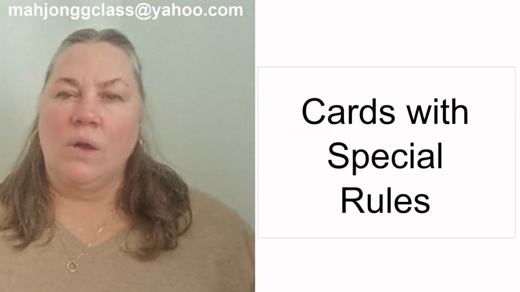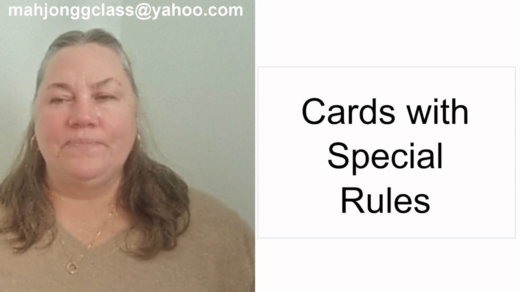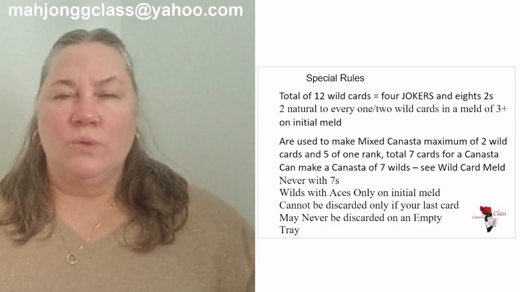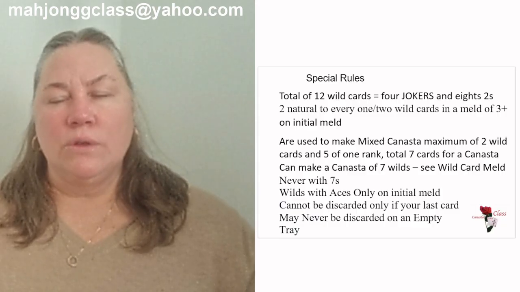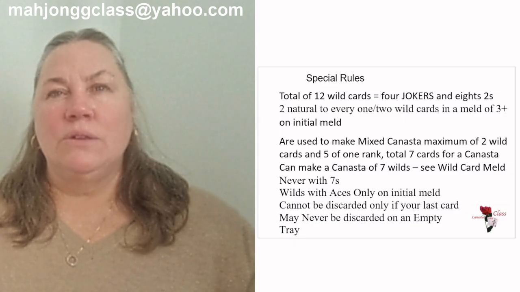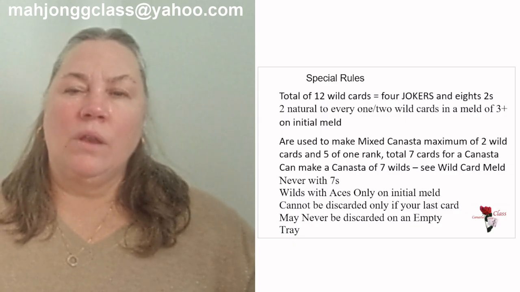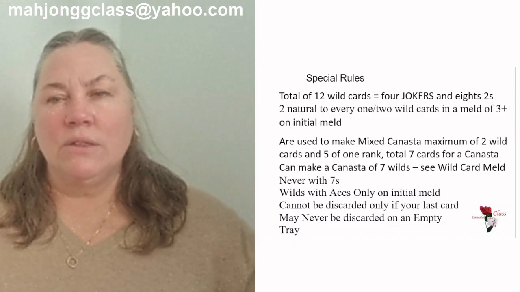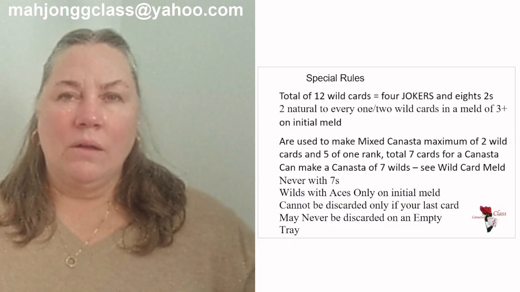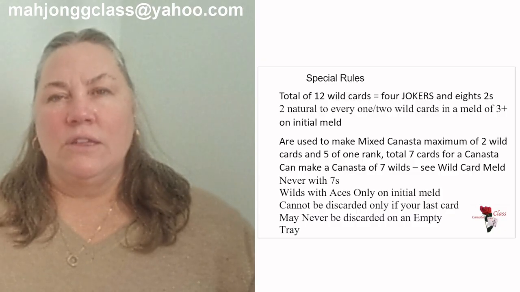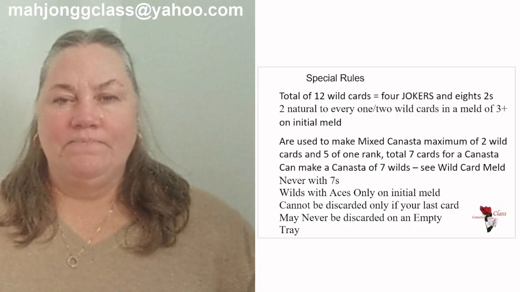Tonight we're discussing cards with special rules. Wilds. Wild cards. There's a total of 12 wild cards, 4 jokers and 8 twos. You're allowed to use 2 natural cards to every 1 or 2 wild cards. So you can have 2 aces with 2 wild cards. Remember, wild cards are either jokers or twos. In your initial meld, you can meld them.